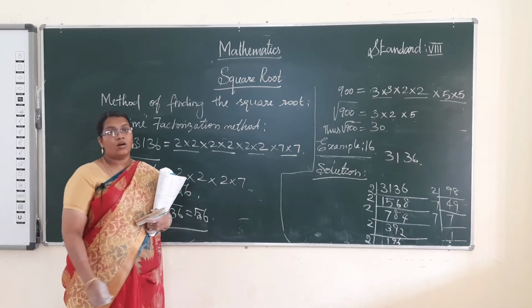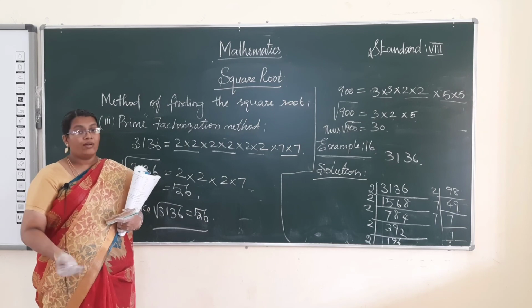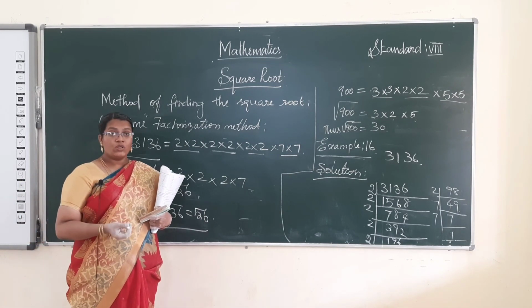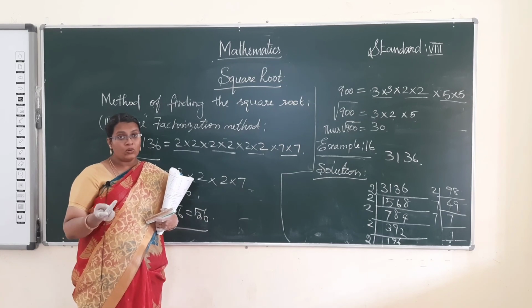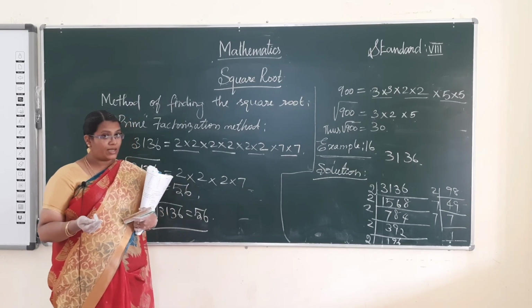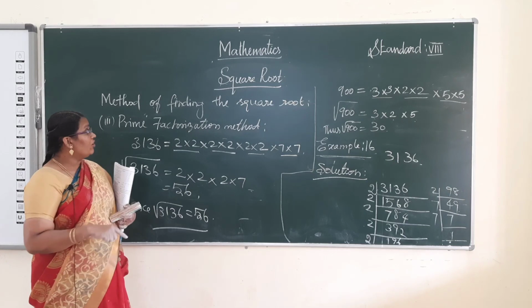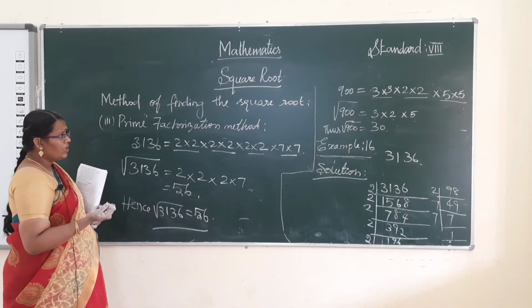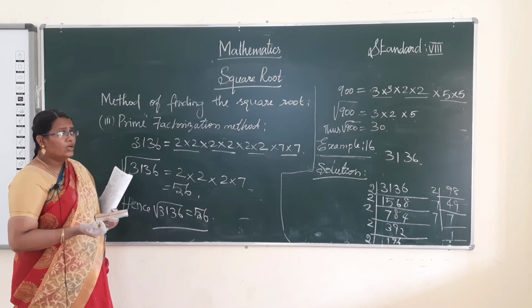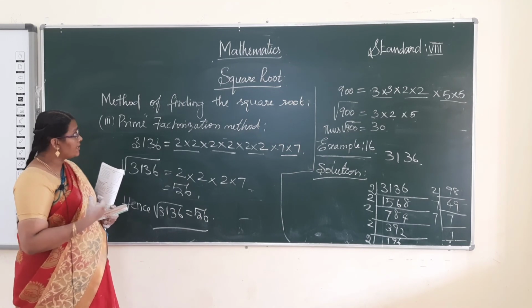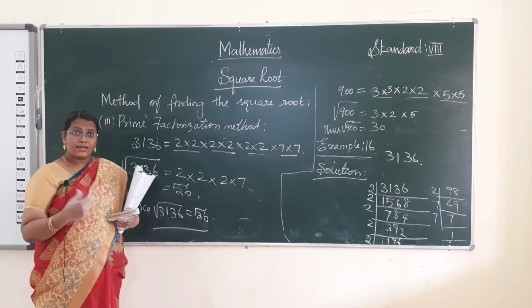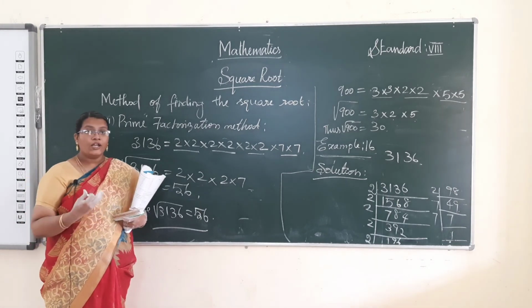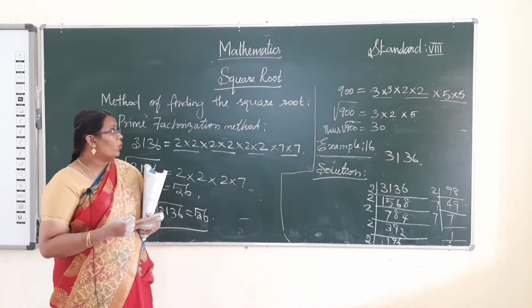I hope you all understood today's concept, square root. Square root means the opposite of the square value. Every positive number has two square roots, one positive and another negative. And the methods of finding square roots: the first method is successive subtraction of odd numbers, the second is the ones and tens digit method, and the third is the prime factorization method.